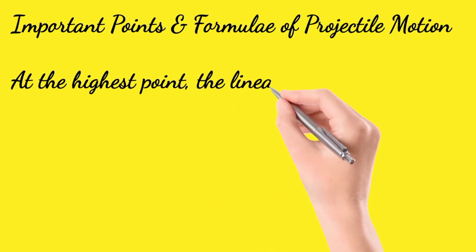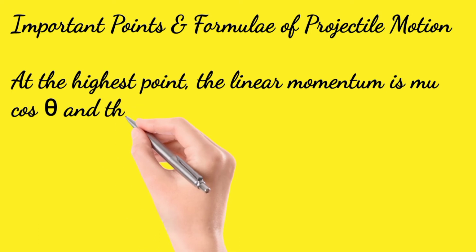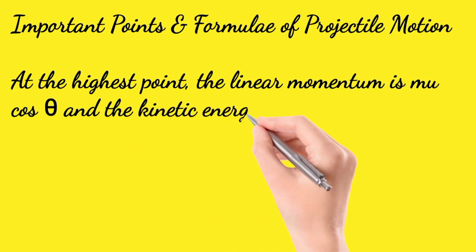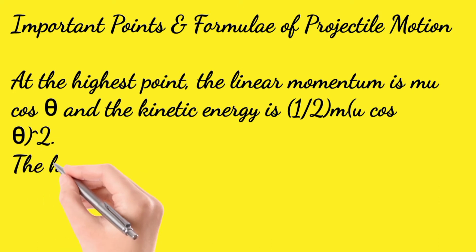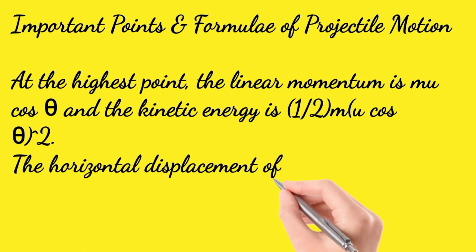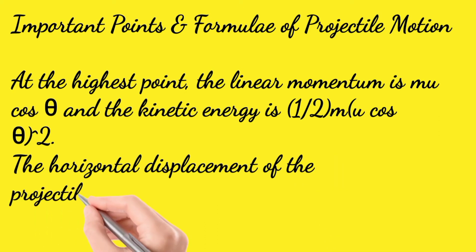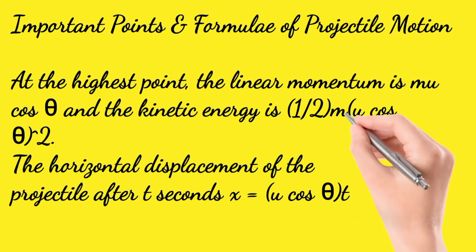At the highest point, the linear momentum is m u cos theta. Remember, momentum is mass times velocity, and at the highest point, the component that is active is u cos theta, so the momentum becomes m u cos theta, while the kinetic energy is half m (u cos theta) all squared.